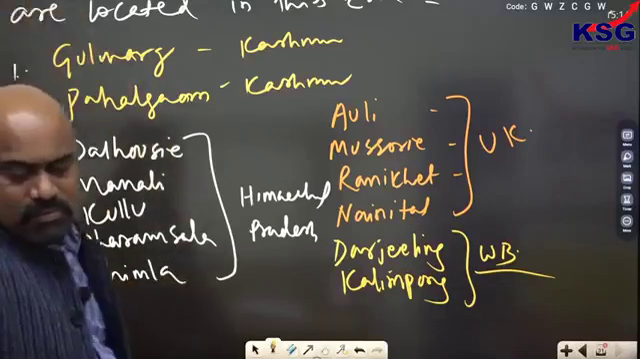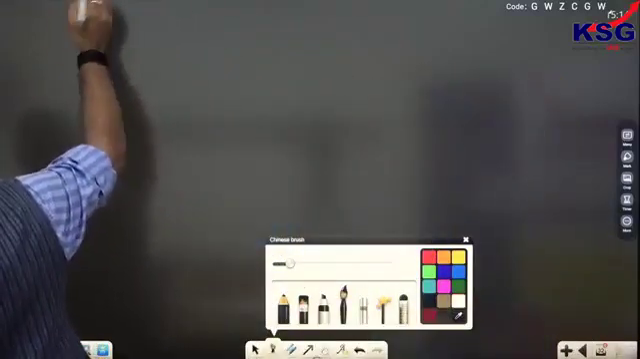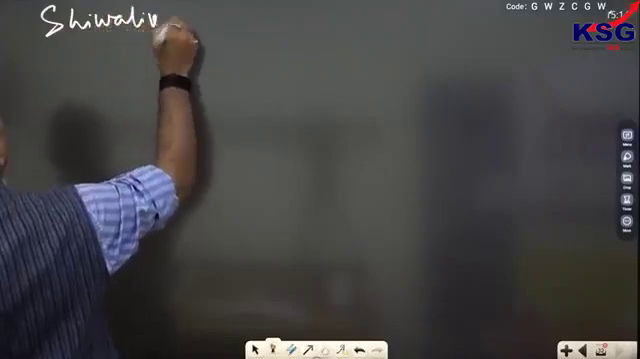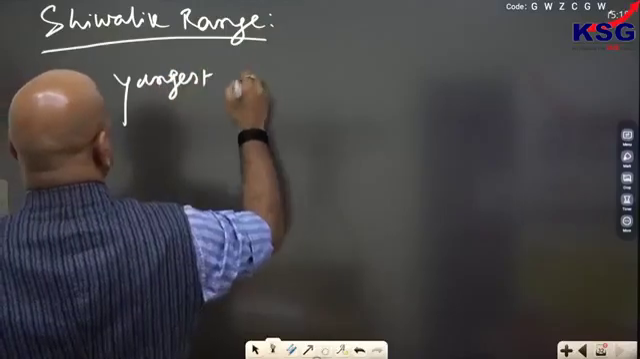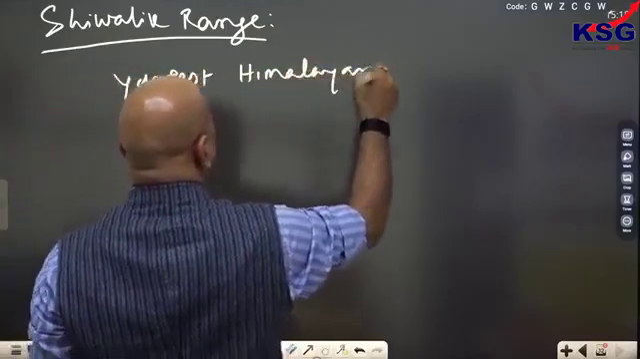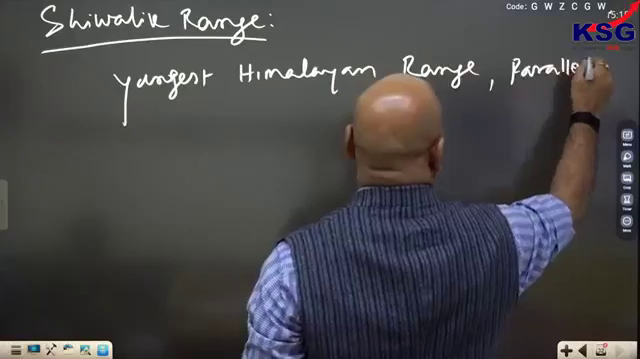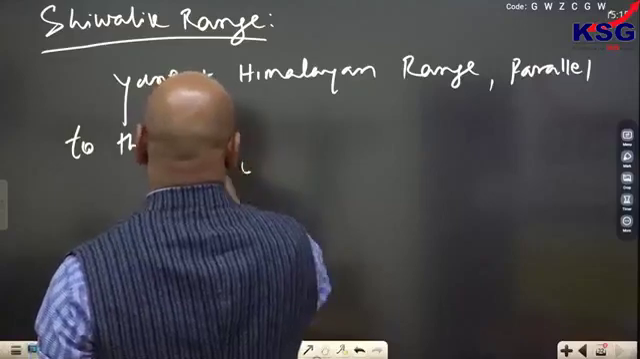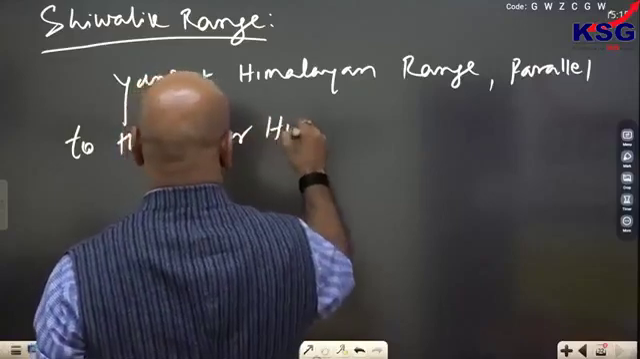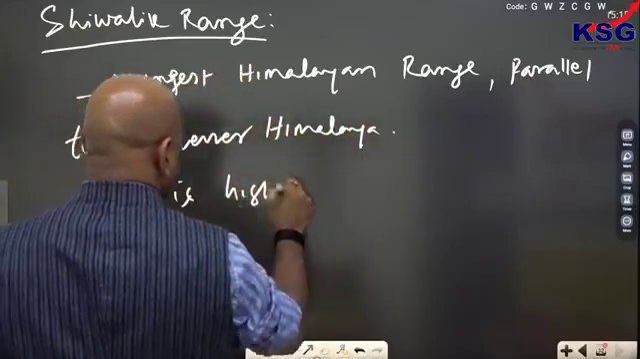After this, let us look at now the lowermost part. What is that? This is the Shivalik range, the youngest Himalayan range, parallel to the greater Himalayan system, the lesser Himalaya. It is highly fragmented.